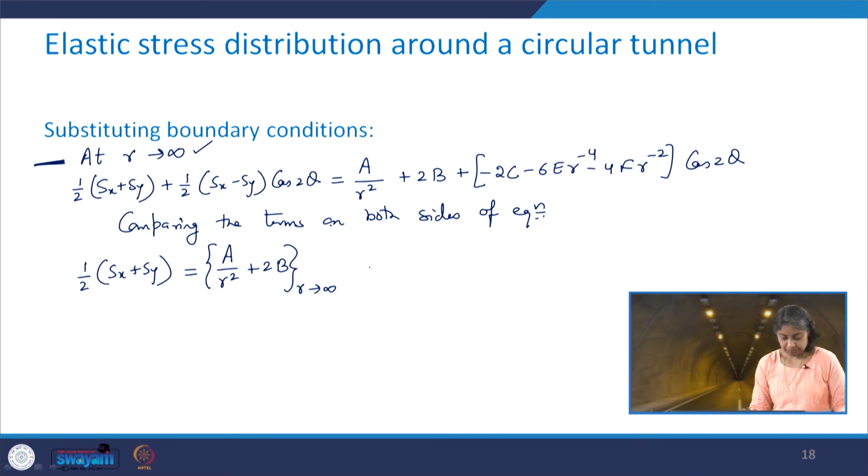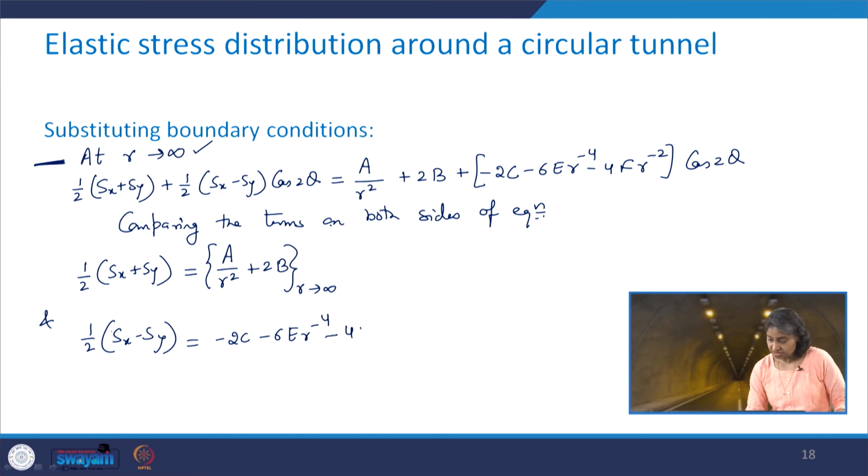And the other term is going to be half (Sx minus Sy), that is going to be equal to minus 2c minus 6e r to the power minus 4 minus 4f r to the power minus 2. Of course, here also r tending to infinity.